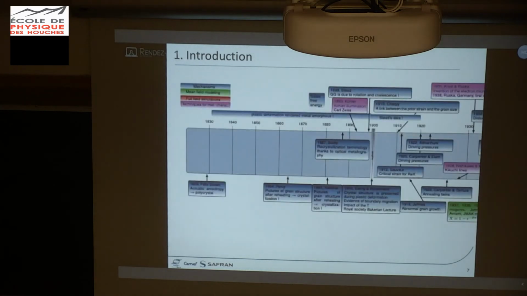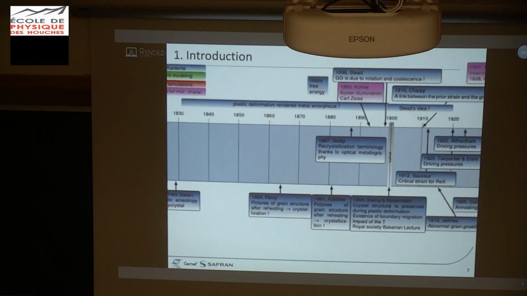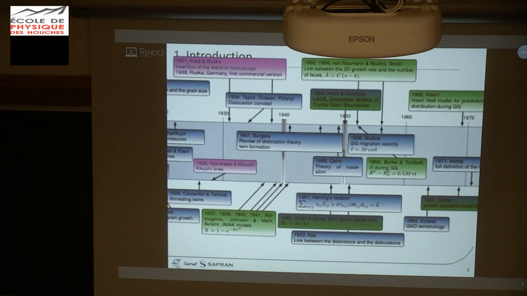Of course, we speak about recrystallization for nearly one century and 50 years. Finally, the recrystallization terminology was introduced by Sorby 150 years ago. For the development of mean field models, the 50s were the golden age, with Smith and Zener pinning, the GMAC model or Burke and Turnbull model to predict mean grain size evolution during grain growth, but also the developments of Von Neumann and Mullins theory. And so we can speak about the 50s as a golden age of mean field models.